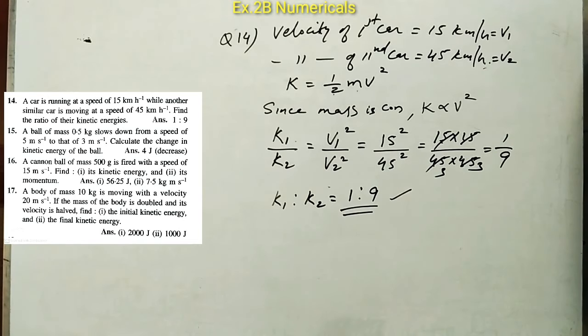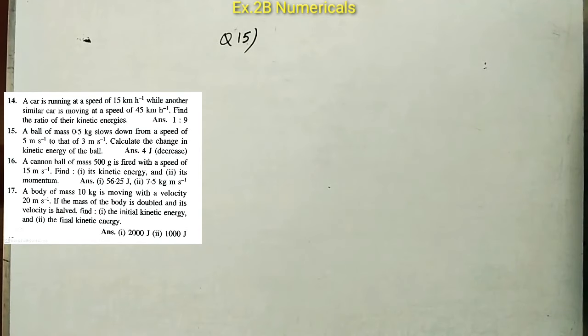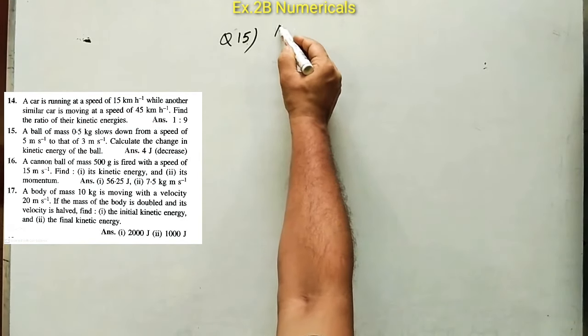Clear? Okay. Moving on to question number 15. A ball of mass 0.5 kg slows down from a speed of 5 meter per second to that of 3 meter per second. Calculate the change in kinetic energy of the ball. So here the velocity of the body decreases from 5 meter per second to 3 meter per second. So let us write the data given there.